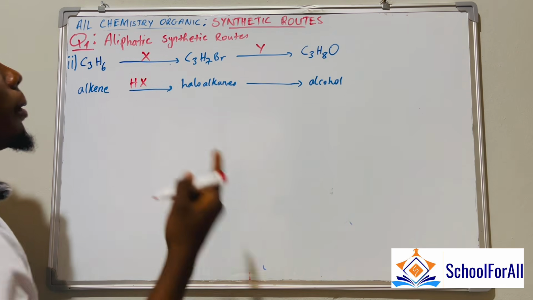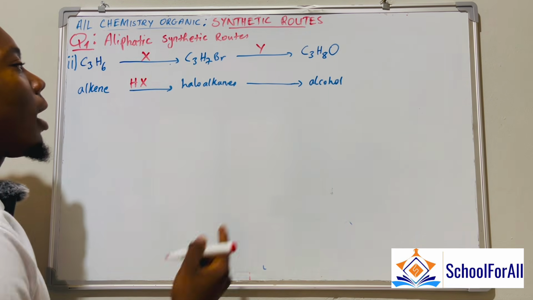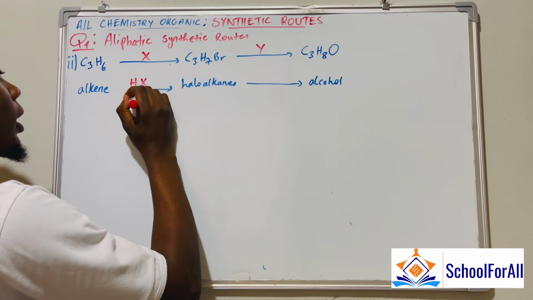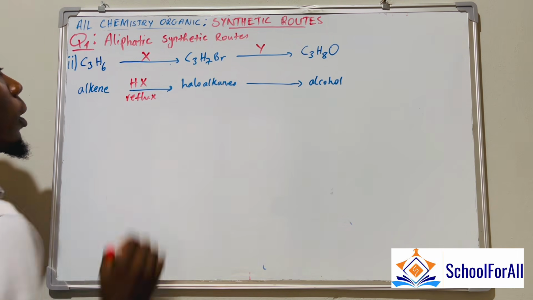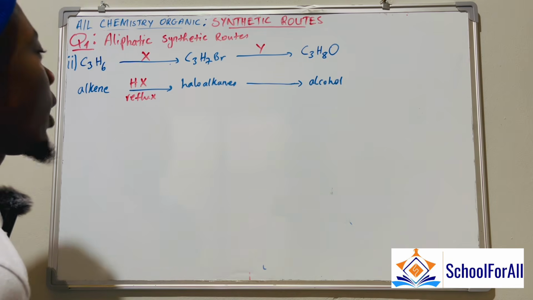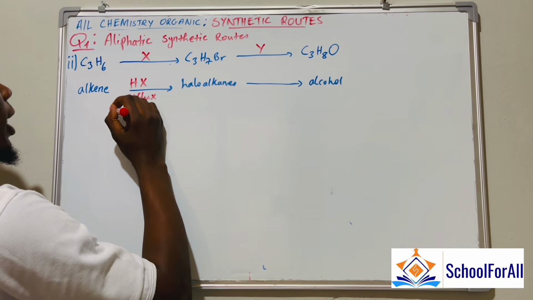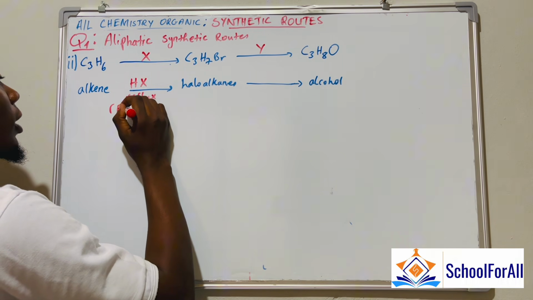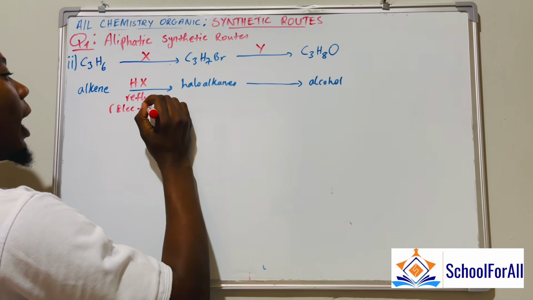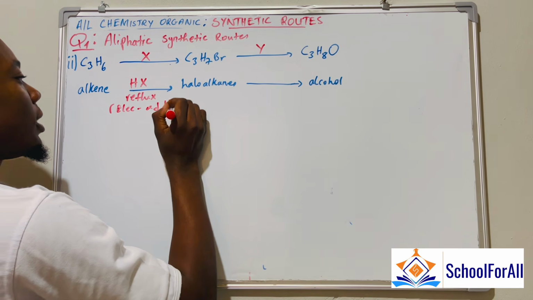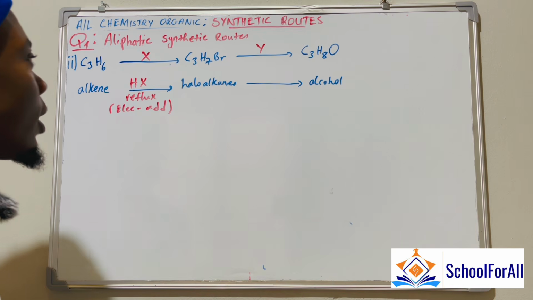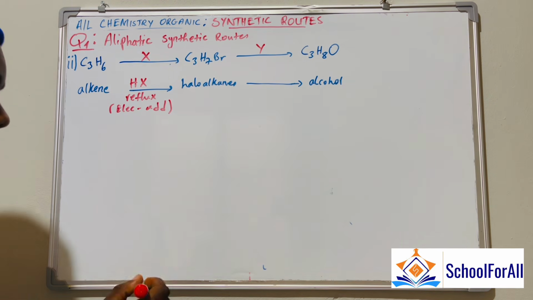X depends on the halogen I am adding, under reflux. Generally this reaction goes through an electrophilic addition mechanism, so you should go and exercise yourself in such a mechanism.